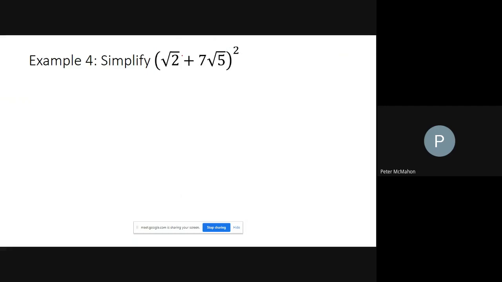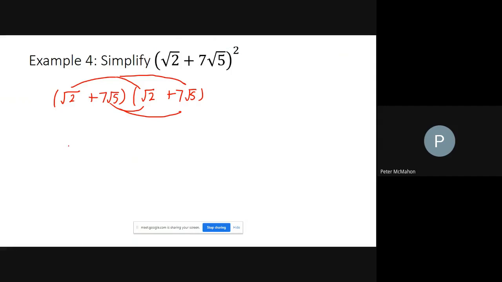Now it's very tempting just to square this and square this, but we can't do that because that's not what this type of square means. What this means is we go root 2 plus 7 root 5 times root 2 plus 7 root 5 like this. And now we need to use our distributive property. Multiply through like this, and multiply like this.